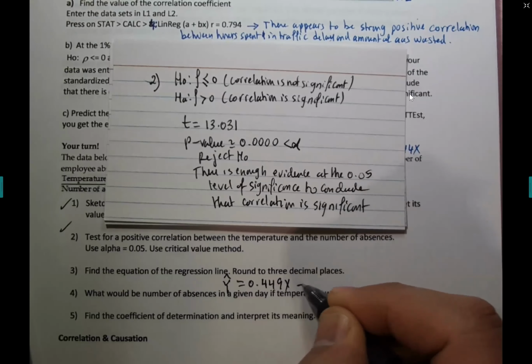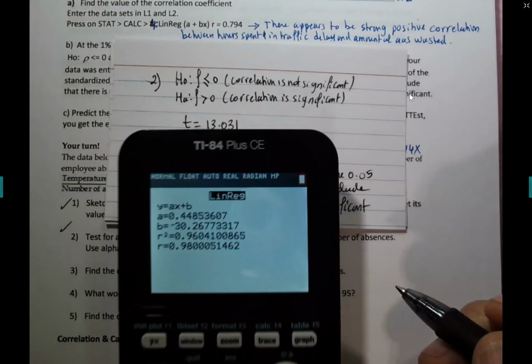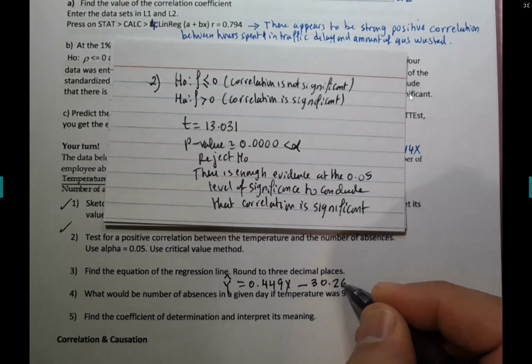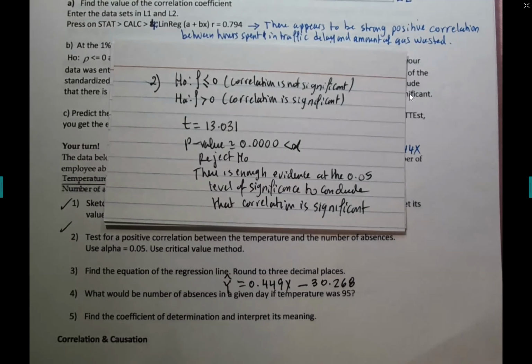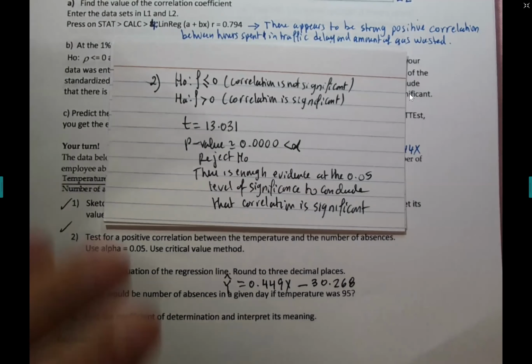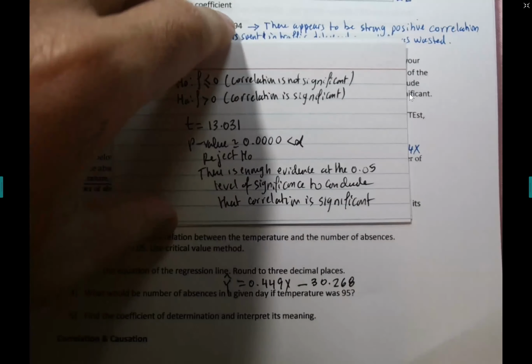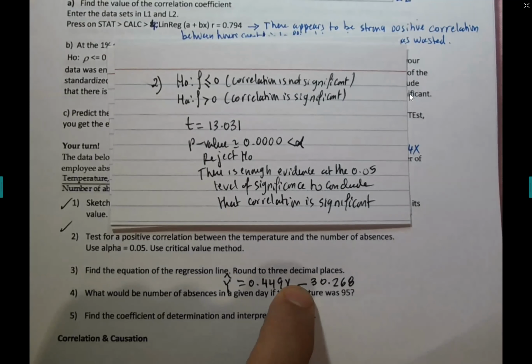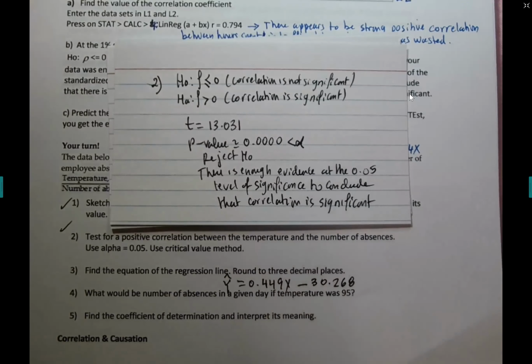0.449x minus 30.268, that's the b. That's it. That's the equation of the regression line, guys. Wasn't it negative 30.268? Yes, and that's what I put. Oh, I'm sorry. I thought that just meant subtraction. My apologies. You can put plus minus 30.268, but plus with a minus will become a minus.